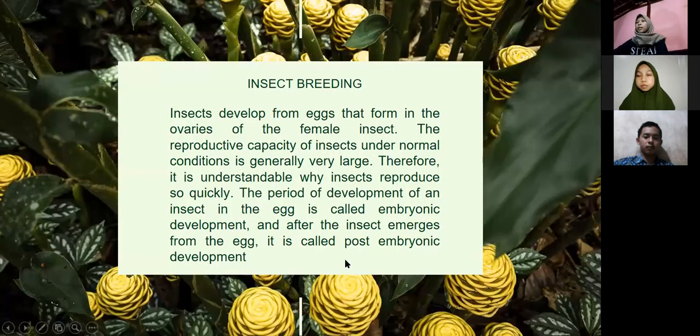Insect breeding. Insects develop from eggs that form in the ovaries of the female insect. The reproductive capacity of insects under normal conditions is generally very large. Therefore, it is understandable why insects reproduce so quickly. The period of development of an insect in the egg is called embryonic development. And after the insect emerges from the egg, it is called post-embryonic development.